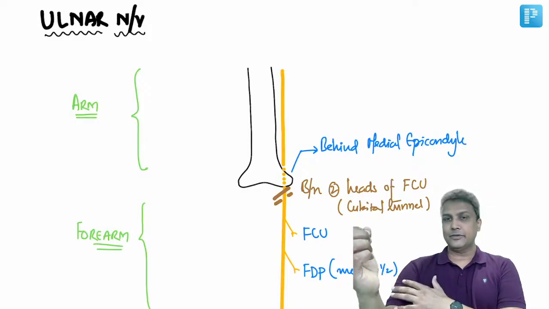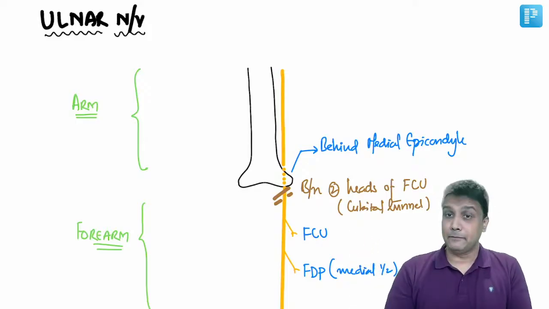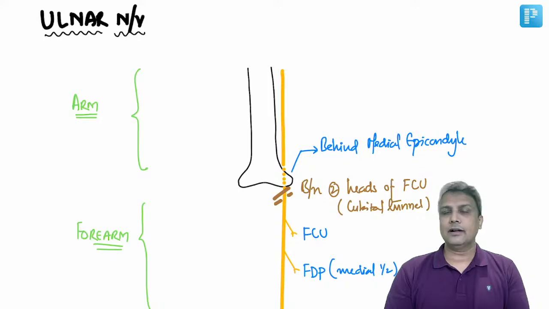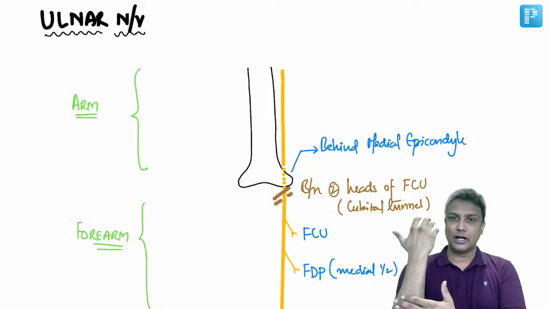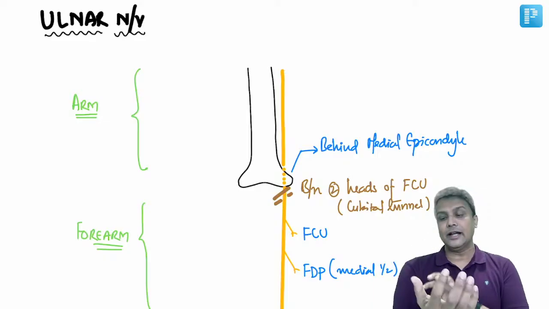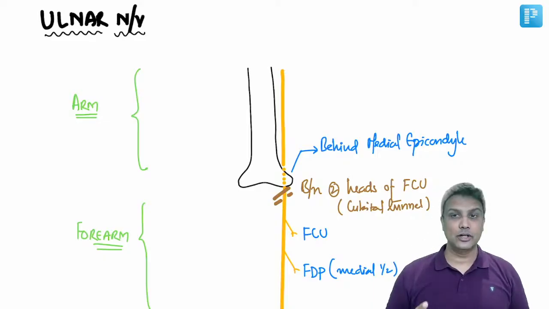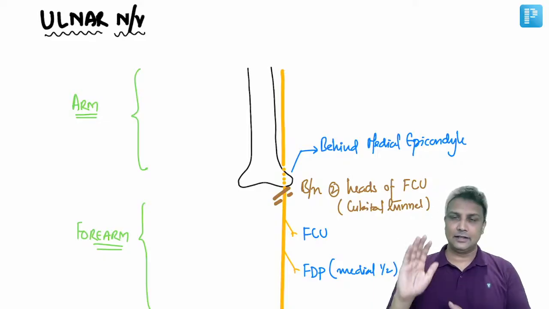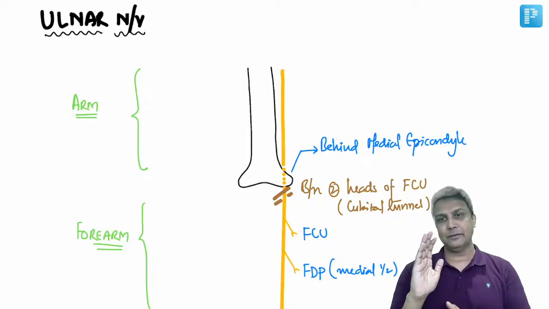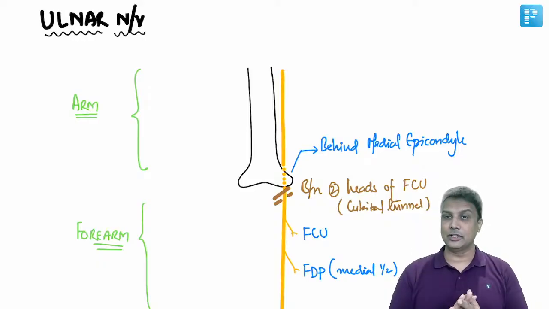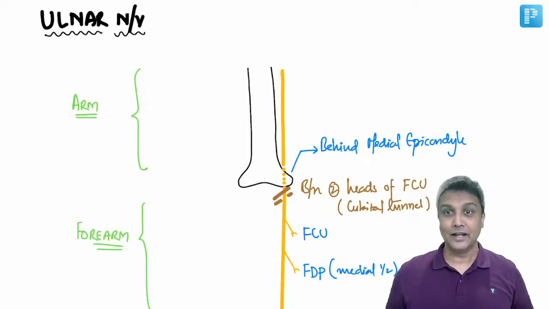The anterior compartment of the arm will be supplied by the musculocutaneous nerve. The posterior compartment of the arm will be supplied by the radial nerve. The posterior compartment of the forearm is also supplied by the radial nerve. The anterior compartment of the forearm is supplied by two nerves, ulnar and median, and the same ulnar nerve will continue here, and the same median nerve will continue here, and will be supplying the muscles of the hand. That is our golden rule.